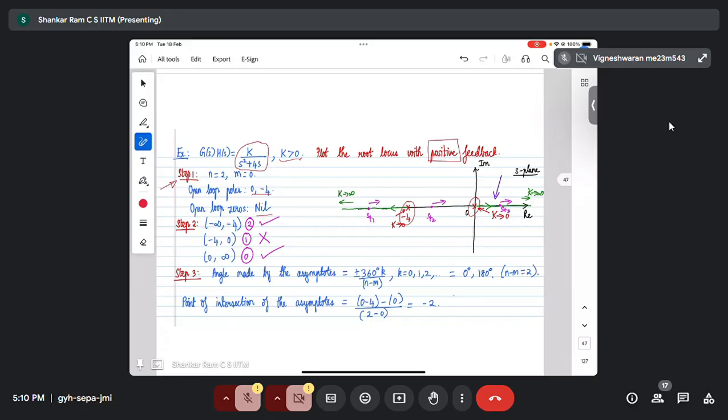Now step 2, once again there are three regions, right? We need to figure out the regions of the real axis on the root locus. So we have three regions: minus infinity to minus 4, minus 4 to 0, and 0 to infinity. So let's take test points in each of these regions. When we take the test point between minus infinity to minus 4, we look to the right, right? So how many real open loop poles and real open loop zeros do we count to the right of this test point?